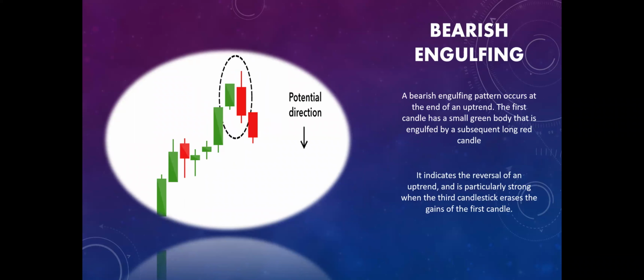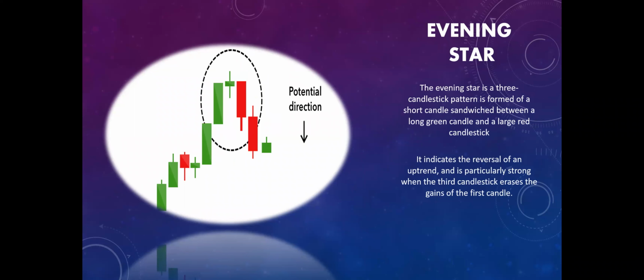Now we go again to the evening star. Evening star is the opposite of the morning star. You will see a huge green candle, doji, huge red candle. Again, your entry should be on the candle that follows the red candle. If the third candle wiped out all the profit from this candle and more than 50% of this candle, this is what I take as a put signal. But again, I need to see it on a bigger time frame. I need to see it at least on the hourly.